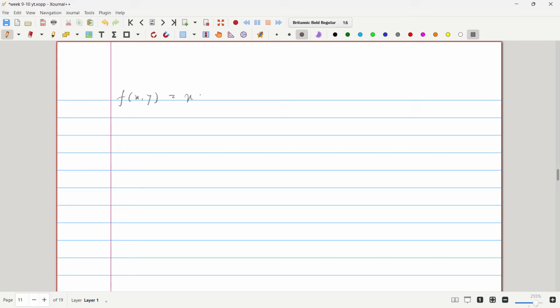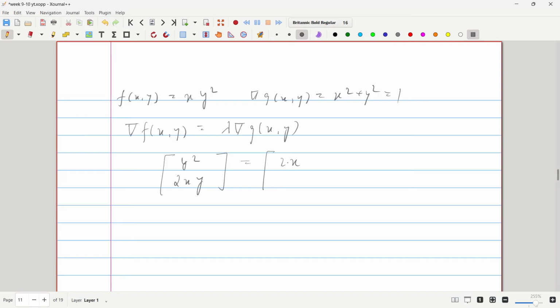Function is given as x y square. Constraint is given as x square plus y square is equal to 1. Gradient of f(x, y) is equal to lambda times gradient of g(x, y). With respect to x, it will be y square. With respect to y, it will be 2xy. With respect to x, 2x. With respect to y, 2y. So y square is equal to lambda 2x and 2xy is equal to lambda 2y.